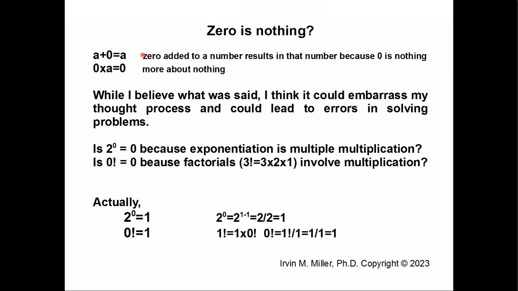But if we take and raise 2 to the 0th power, we would expect to get 0 because exponentiation requires multiple multiplications. And similarly, 0 factorial would be expected to be 0 because factorial involves multiple multiplications also. But in truth, 2 to the 0 is 1, and 0 factorial is 1.